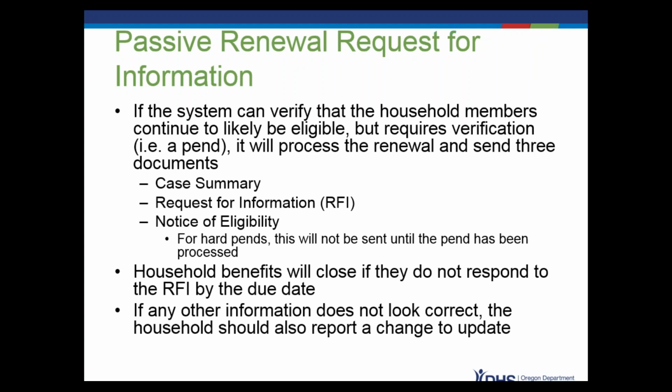If it's a soft PEN, which is a citizenship or immigration PEN, then you might get that notice of eligibility right up front with those other two documents. As a note, household benefits will close if a member does not respond to the RFI by the due date that is listed. And another note, if any information doesn't look correct, regardless of whether it has a PEN attached to it or not, then this is also an opportunity to report a change in order to get that updated.